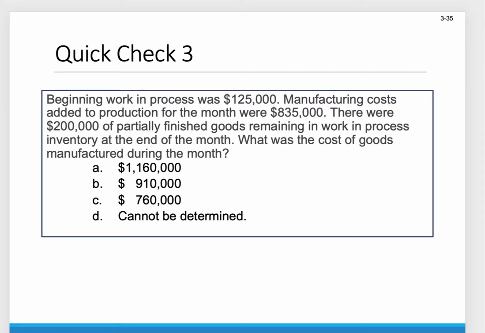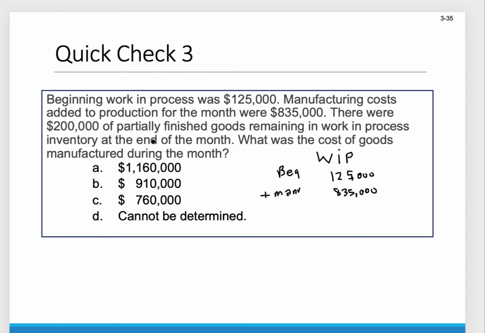So let's look at another one. Ooh, they want us to calculate the cost of goods manufactured. Well, this is easy. Without even reading the problem, I know that the WIP account, or work in process inventory account, tells me the cost of goods manufactured during the period. How do I do that? Well, beginning WIP is 125,000. Manufacturing costs added for the month were 835, the same thing that we calculated in the last slide.